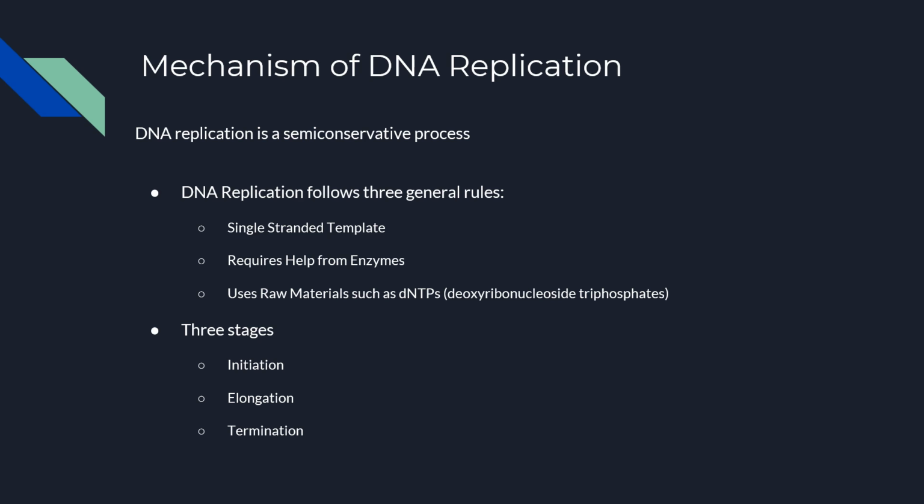DNA replication is a semi-conservative process, meaning each strand of the original DNA molecule is used to synthesize a new strand. There are 3 general rules for this process. DNA is replicated from a single-stranded template. Replication requires enzymes, and raw materials are used to synthesize new DNA. In addition, DNA replication has 3 general stages: initiation, elongation, and termination.